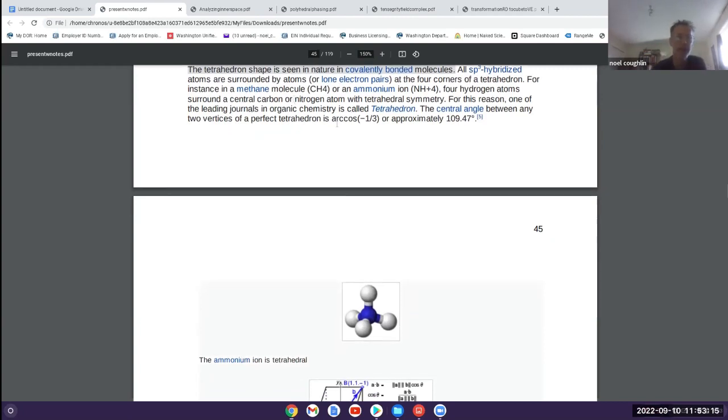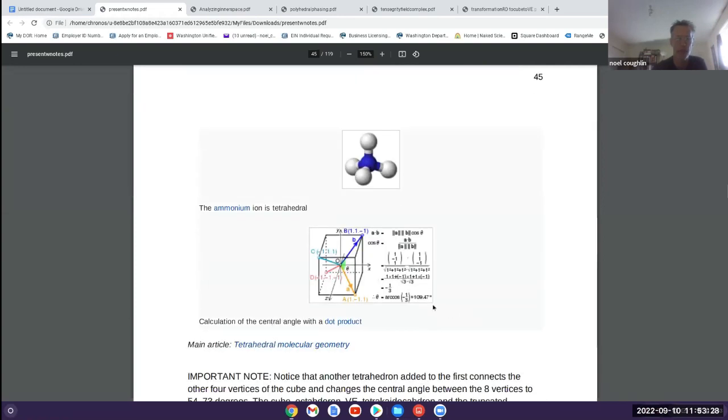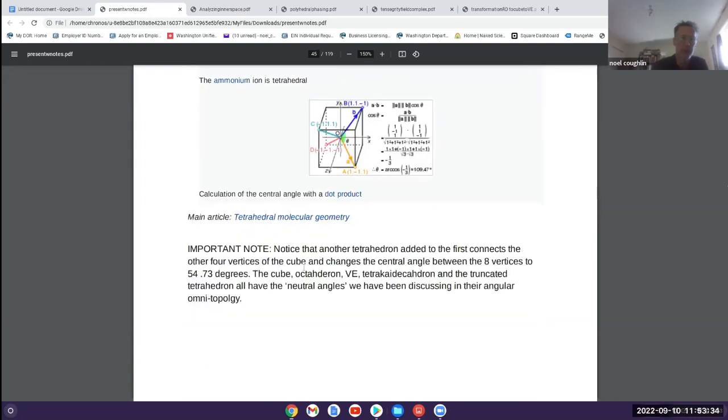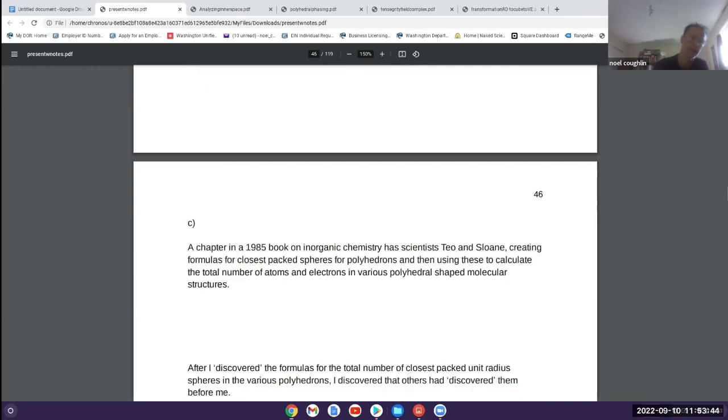When it's methane, the center is carbon, and when it's ammonia, it's nitrogen. This is just showing the relationship of molecular structure, those same number patterns I was showing. You'll see down here it shows 109.47. If we put another tetrahedron in here and connected these other 4 vertexes, we would then have the 54.73 or 54 degrees 44 minutes ratioing.